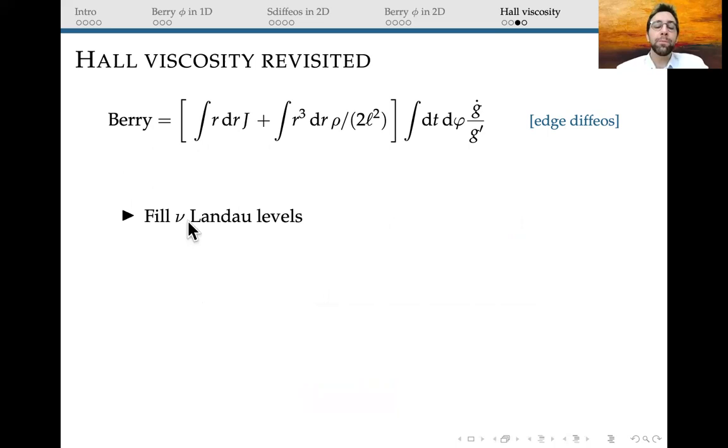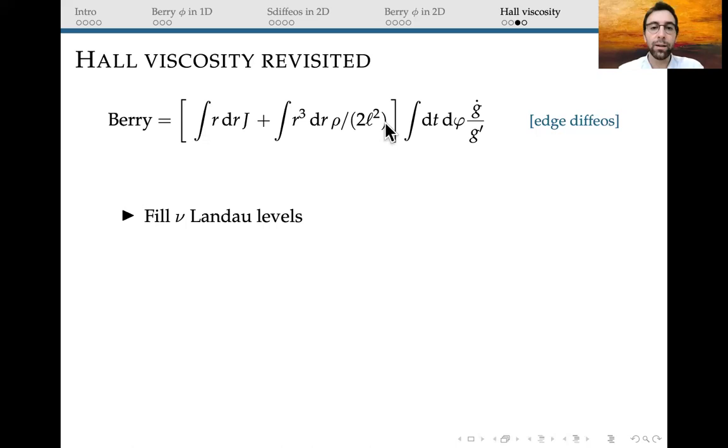Now here, when I say I'm filling them, I actually mean that I'm occupying them partly, all the way up to some Fermi energy. And then at that Fermi energy, I just stop filling them because I emphatically want to have an edge. So I'm filling partly a certain number nu of Landau levels with n electrons. And I'm going to ask, what's the value of these two coefficients here in the thermodynamic limit?